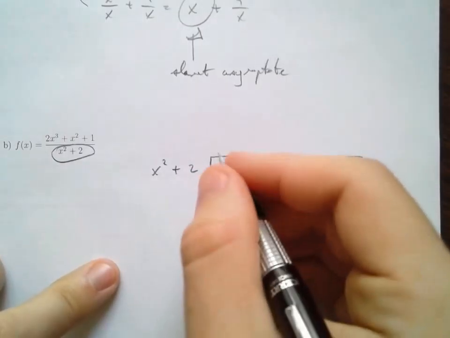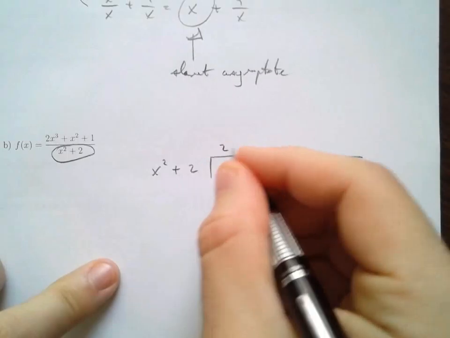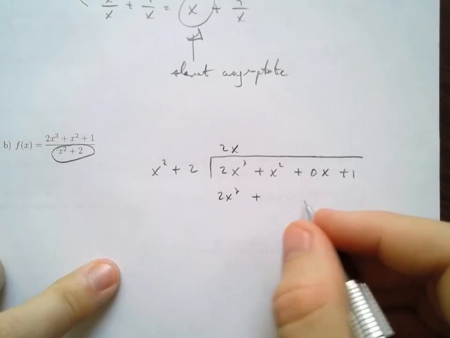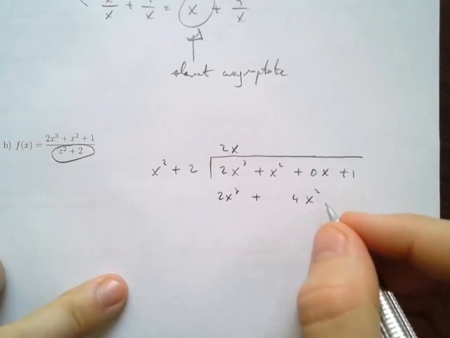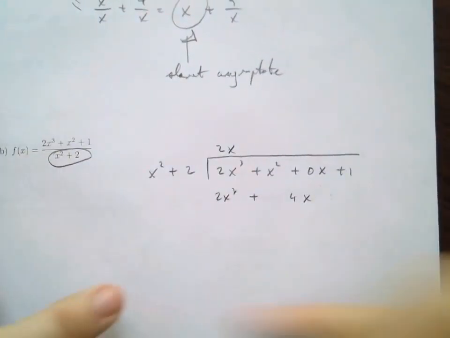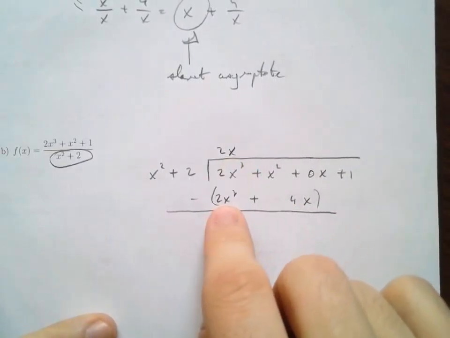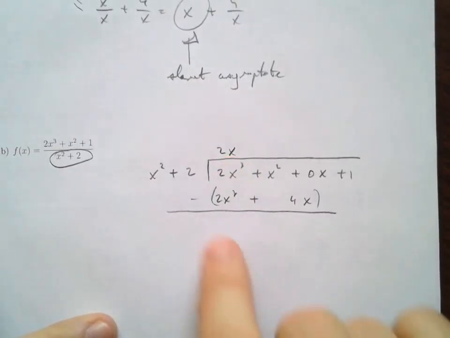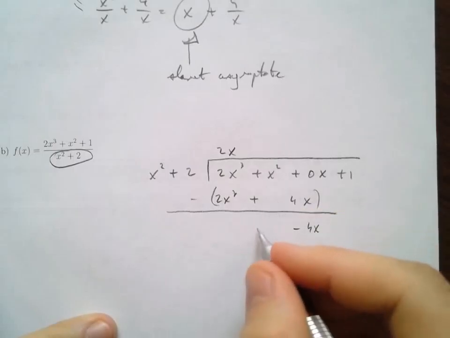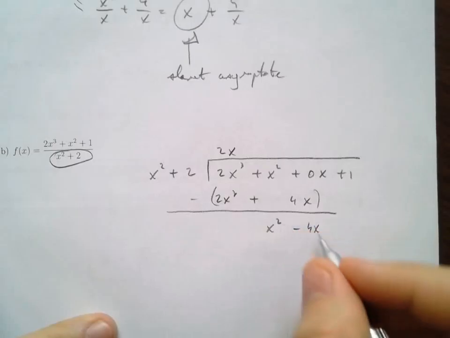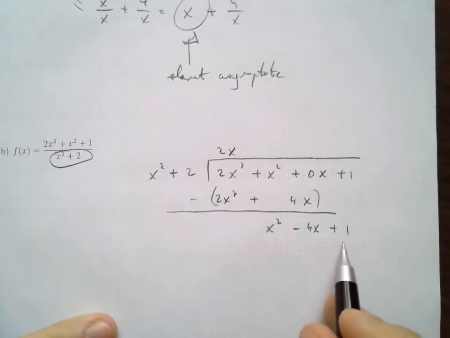So first I get 2x here plus 4x squared, no, 4x, not 4x squared, there we go. So I subtract this, and these should cancel, that's why I had to put a 2x over there, and I'm left with negative 4x, bring down the x squared, and bring down the 1. So that's what I'm now looking at.